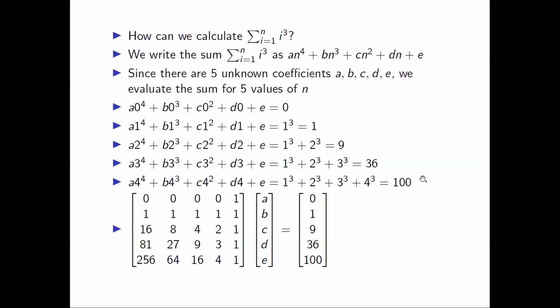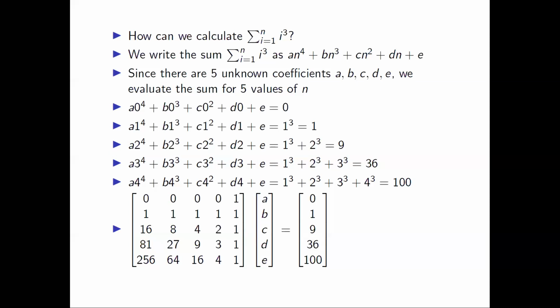It's the coefficients of the A, B, C, D, and E. So we get 0, 0, 0, 0, 1. We look at the coefficients of the A, B, C, D, and E in the second equation, which gives us 1, 1, 1, 1, 1. That's the second row of the matrix. The third equation, the coefficients of A, B, C, D, and E, are 16, 8, 4, 2, and 1. And that gives us the third row of the matrix.